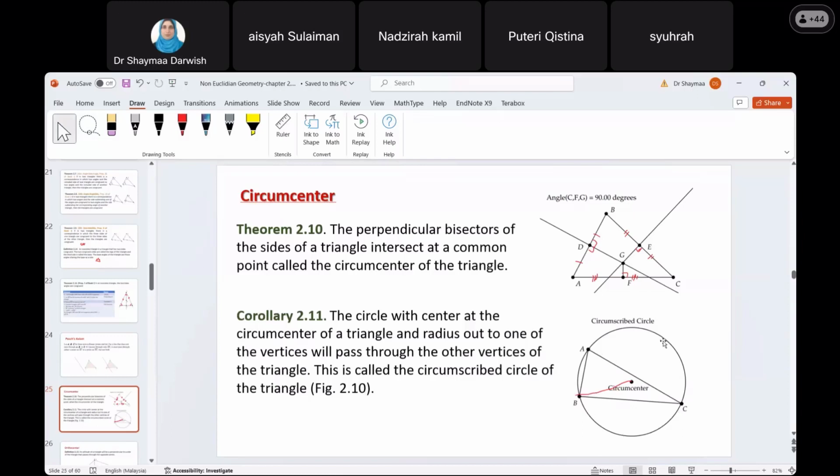The circle with center at the circumcenter and radius out to one of the vertices will pass through the other vertices. This circle we call the circumscribed circle.